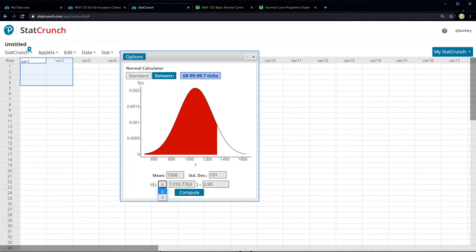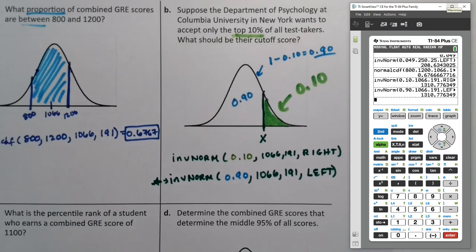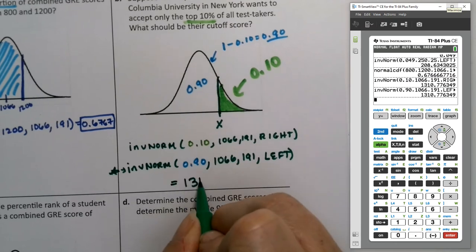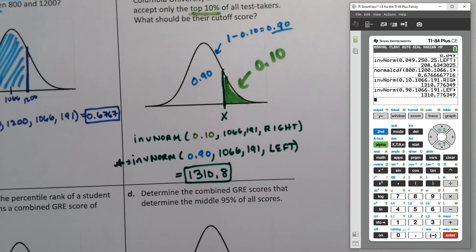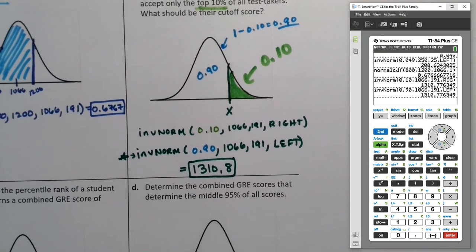That's essentially what you're doing when you do this problem. So with 0.10, you're choosing between those two graphs, those two methods. And we get 1310.8. It said to round to 1 decimal place, so we did 1 decimal place for that one.